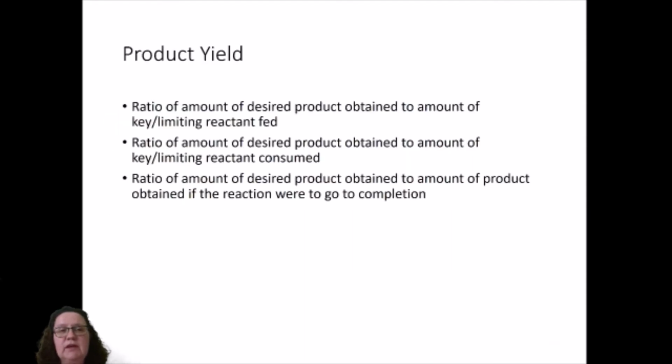When we look at a chemical reaction, one of the things we're interested in is the yield of a product, the yield of the reaction. That is the ratio of the amount of product we have obtained to the amount of product we were expecting if the reaction were to go to completion. Ideally, we would be aiming for 100% yield, which means that we are getting as many grams of product as we were expecting if the reaction were to go to completion.